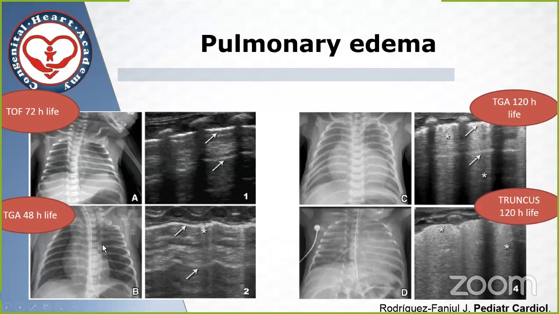And for instance, B and C are transposition with more and more pulmonary edema, and you see the presence of more pulmonary edema. And finally, in a truncus arteriosus with a huge pulmonary edema secondary to pulmonary overcirculation, you see a clear white lung with tons of B lines.